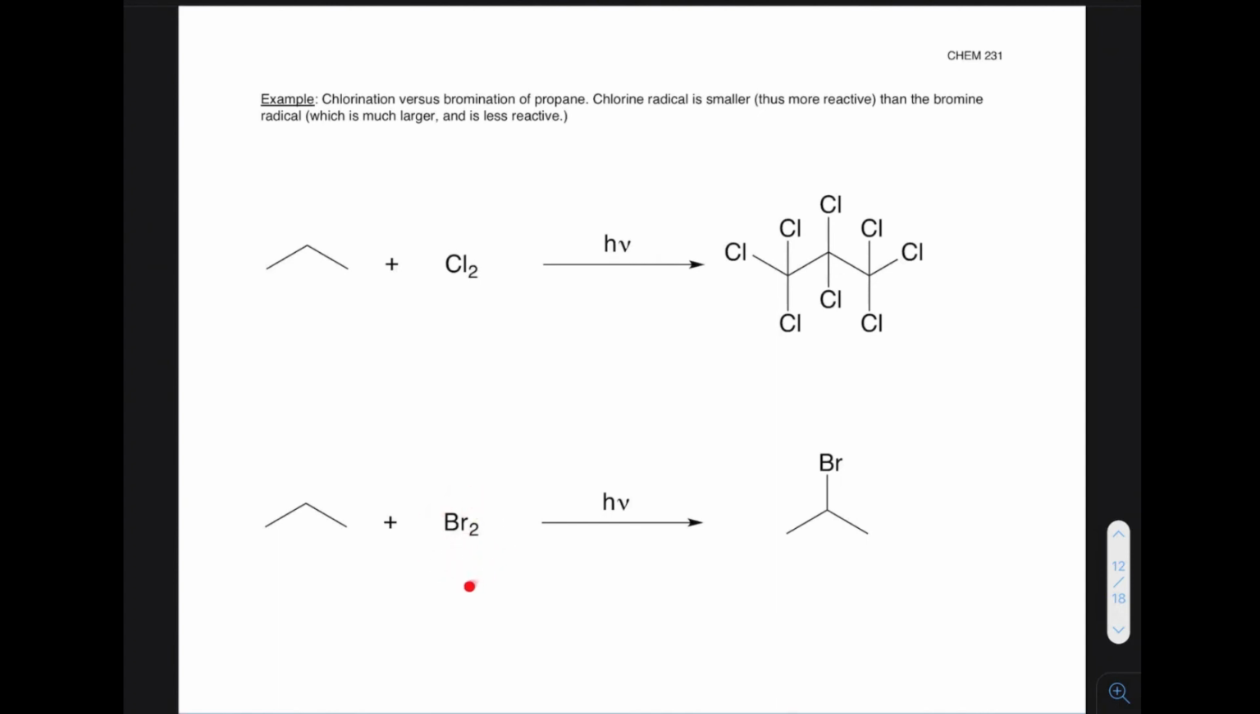And even with the bromine radical, which again is larger than chlorine, thinking about it in terms of conjugate base rules, the larger atom is going to be more stable, so it's not as reactive. You see here with these two examples, our halogen species with light forms a radical. With chlorine, propane gets totally halogenated, but with propane and bromine, we only see bromine in this one spot. You might be wondering, why does bromine go in the middle of propane?